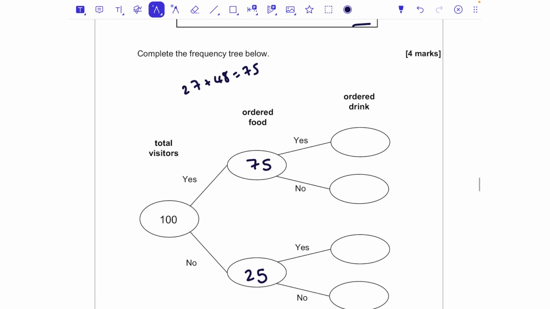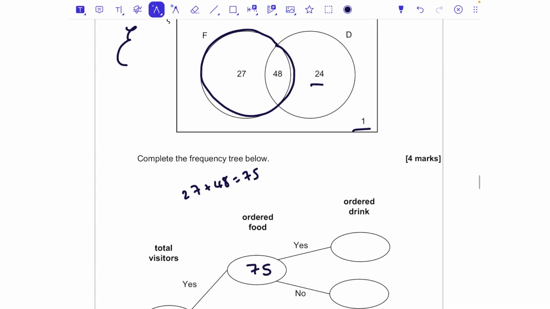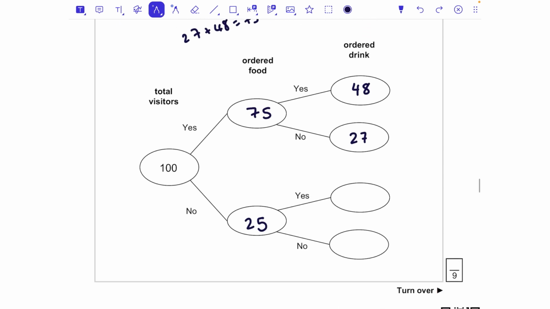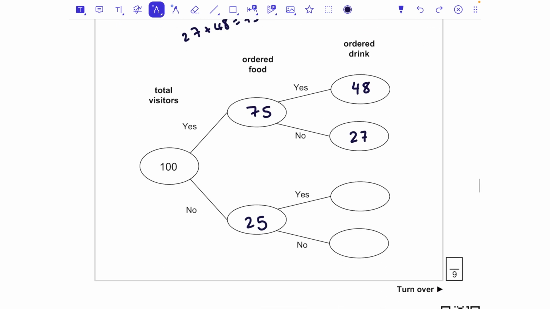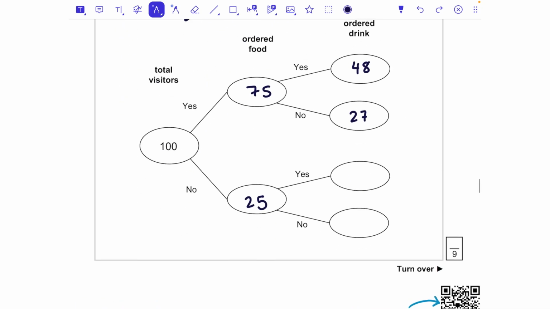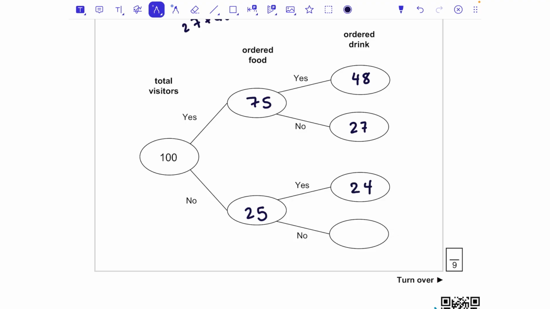Great. Now, of the 75 people that ordered food, how many of them ordered a drink? Well, that's just those people there. So 48 of them ordered a drink and 27 didn't. And those two add together to make 75. So we're happy with that. And then down here, of the people that didn't order food, so that's 25 of them, how many of them got a drink? Well, there are 24 people who got a drink and one person who didn't get any food and didn't get any drink. So those two add to make 25 there to make that one complete.